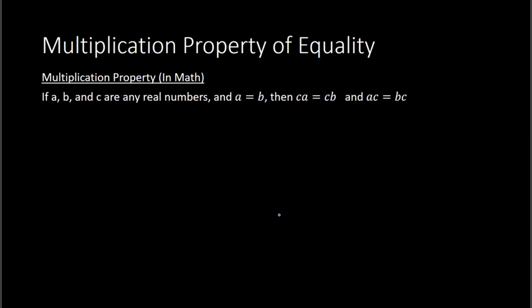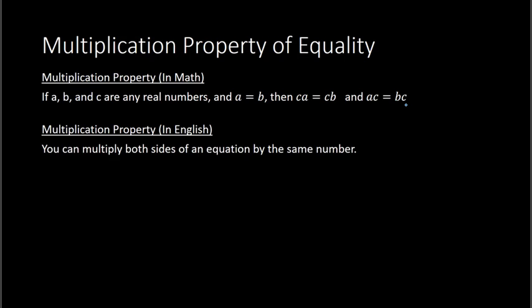So in math notation, we would say that if a, b, and c are any real numbers, and a is equal to b, then I can multiply both values by the same thing to have a true statement. So if I multiply both sides by c, then c times a would equal c times b. Or we can switch the order of multiplication, so instead of c times a, we can have a times c, and instead of c times b, we can have b times c. So bottom line, we can multiply both sides of an equation by the same number.